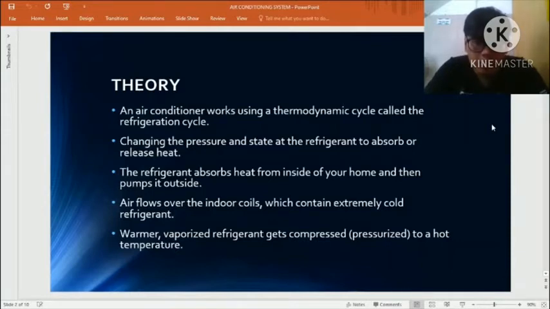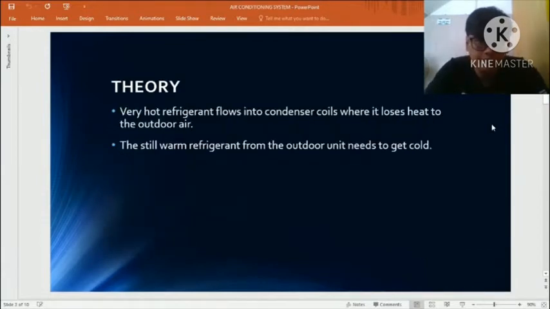The warmer vaporized refrigerant gets compressed or pressurized to a hot temperature, and the very hot refrigerant flows into the condenser coil where it loses heat to the outdoor air. And lastly, the still warm refrigerant from the outdoor unit needs to get cold.